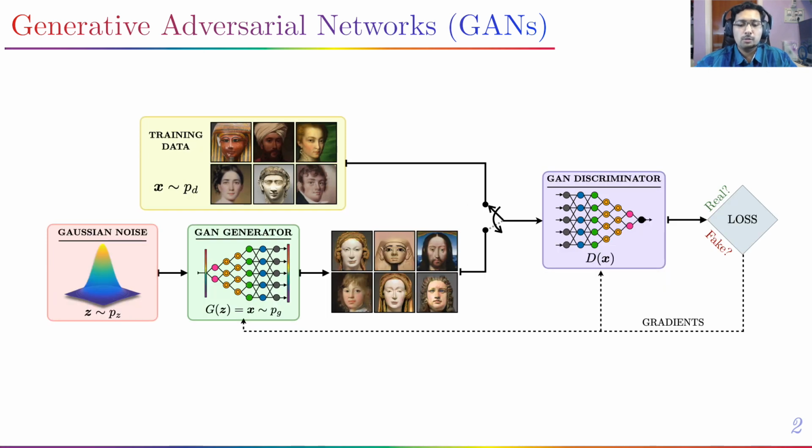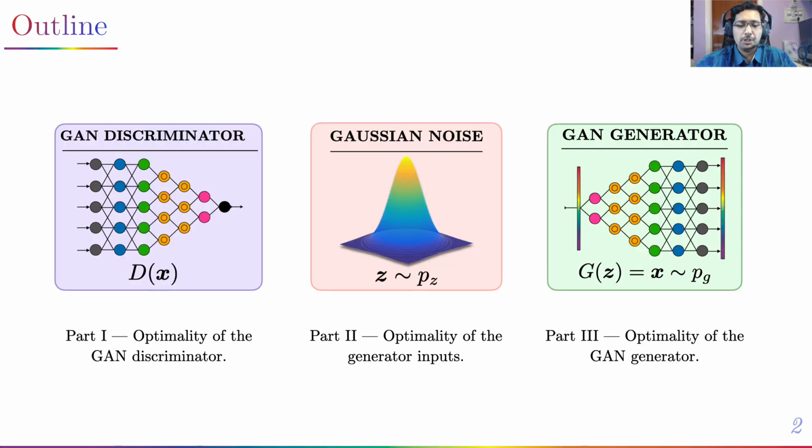Throughout this talk, we'll be looking to pick apart the various components of the GAN and understand their optimality, deriving optimality conditions based on functional calculus and differential equation theory. In particular, we'll be looking at the GAN discriminator and generator optimality from an analytical standpoint in parts 1 and 3, and in part 2, we'll explore a more implementable and scalable approach to picking optimal generator inputs, leveraging insights from part 1.